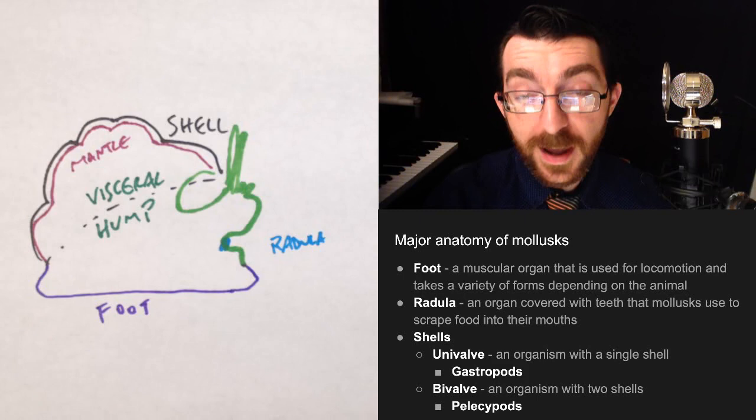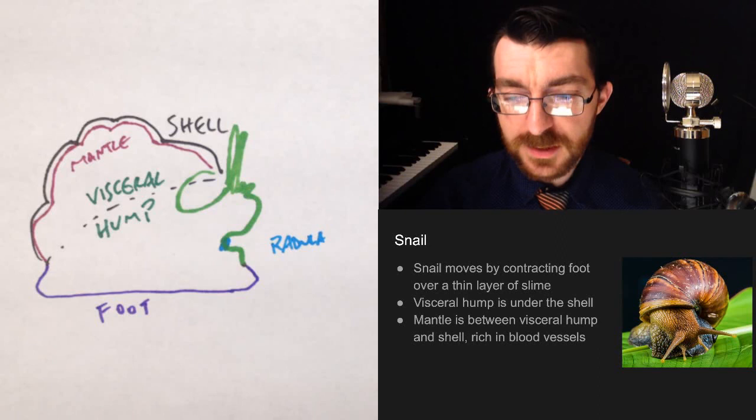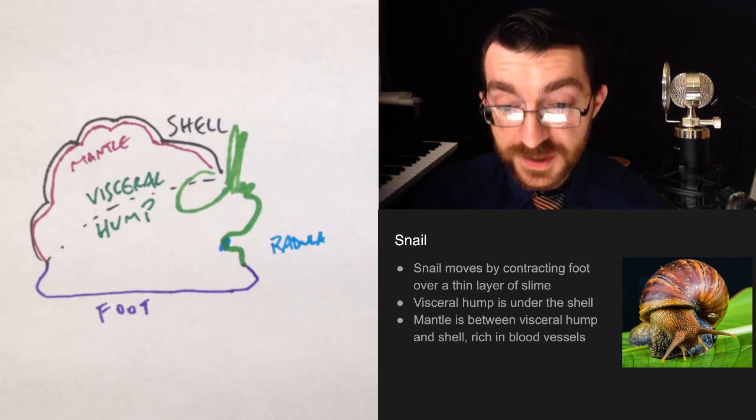Okay, so let's get more onto its anatomy. Oh, okay. I think I've actually run out of anatomy. So let me just read this slide and then I'll fill in the picture of the snail. The snail moves by contracting its foot over a thin layer of slime. The visceral hump is under the shell. The mantle is between the visceral hump and shell, rich in blood vessels.